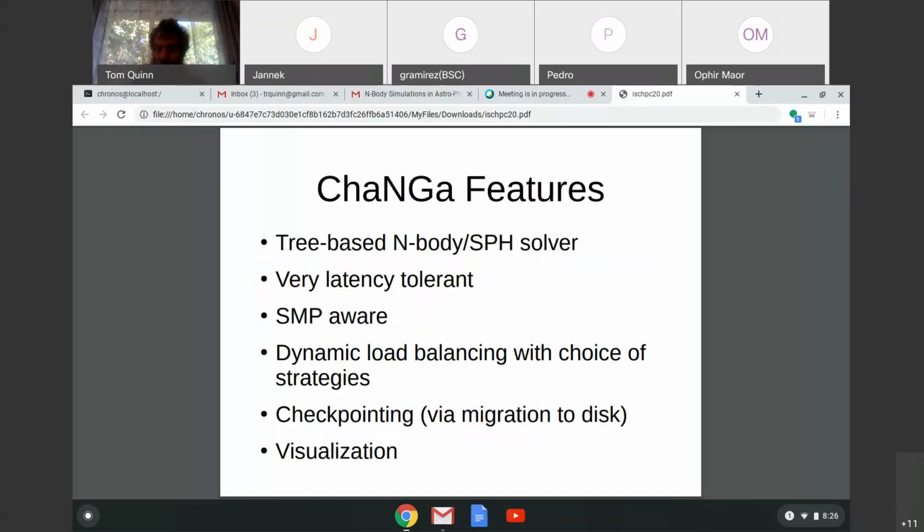So now, given all that, we need a high performance solver that can scale to large numbers of particles and large numbers of processors on modern parallel machines. So I'm going to talk now about ChaNGa, the code you'll be working with. And here are some of the features. I'll talk about what I mean by tree-based in a second, and I'll talk about what SPH is in a second as well. This code is very latency tolerant.